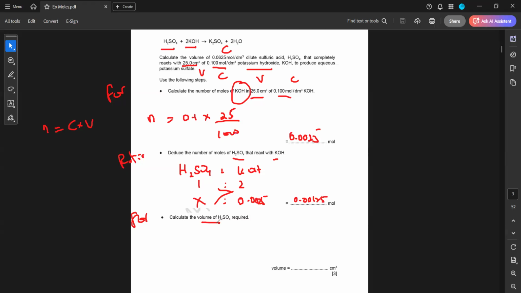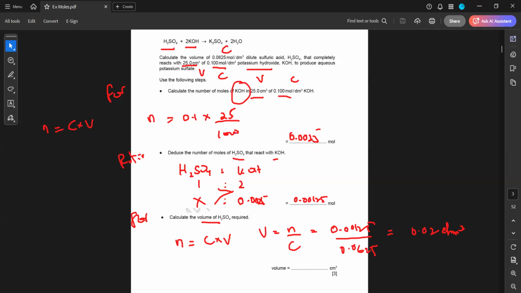Then we need the volume of sulfuric acid. Again, we use the formula that moles equal concentration times volume. So if I need the volume, it will be moles divided by concentration. Moles are 0.00125. And how much is the concentration of sulfuric acid? That was 0.0625. So when we divide, this will give us the volume 0.02 dm cube.